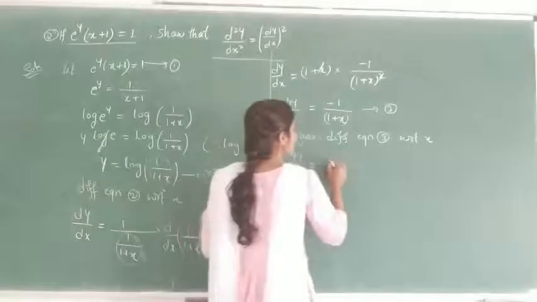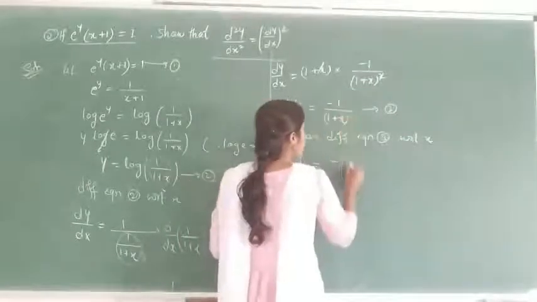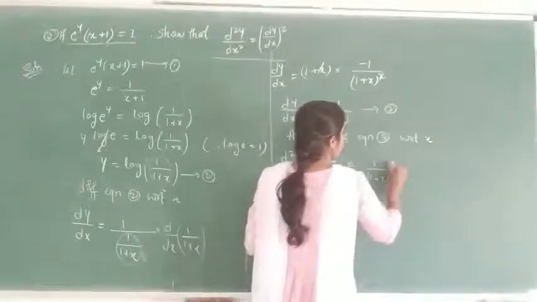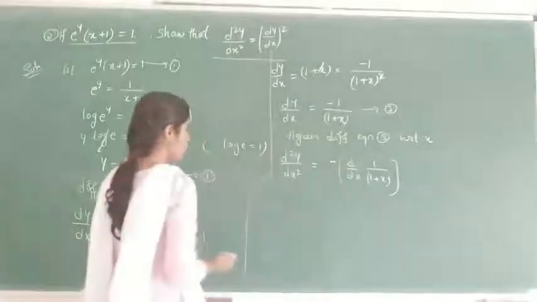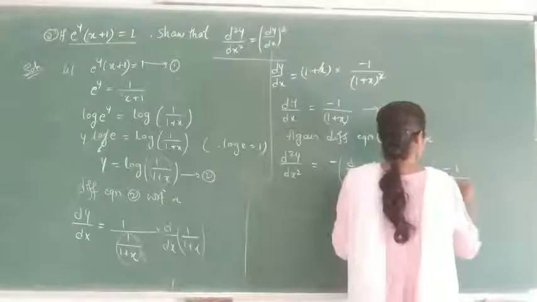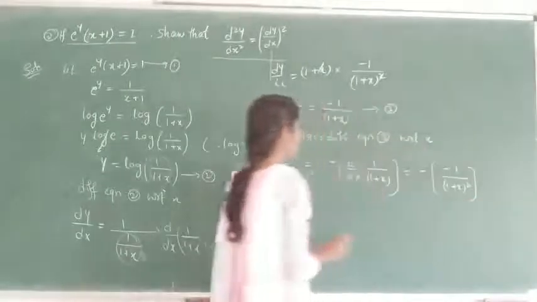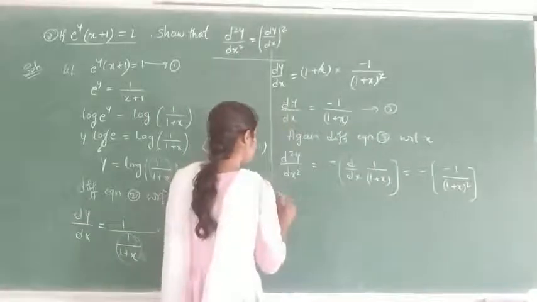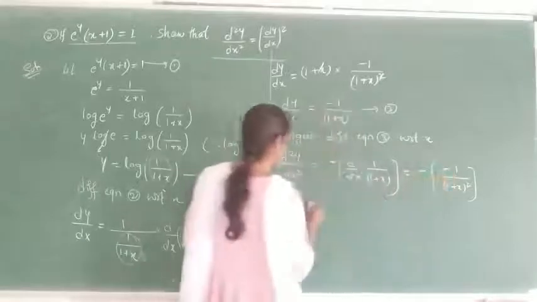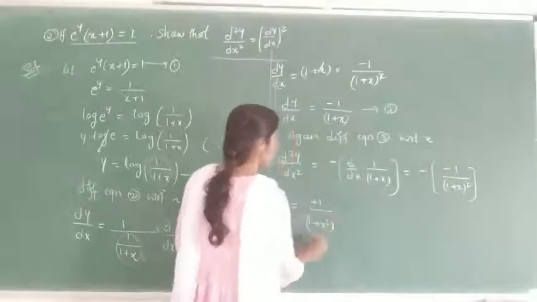So that will be minus, take it outside. The derivative of 1 by 1 plus x, what is it? Just now we have done that. That is nothing but minus of minus 1 divided by 1 plus x whole square. So d square y by dx square is minus into minus, which is plus 1, plus 1 divided by 1 plus x whole square.